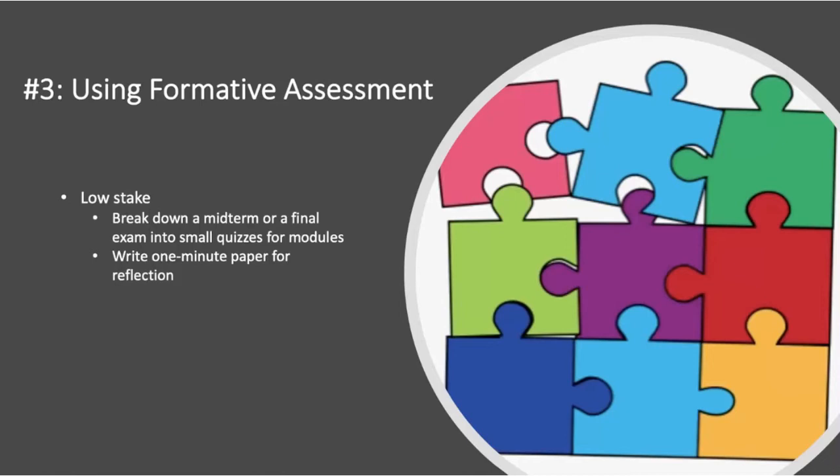For example, instead of giving a midterm or final exam, divide those exams for each module. Or ask students to write a 1-minute paper for reflection after each module. Use formative assessments to give students a variety of ways to show their learning and make every paper, project, and homework count for their final grade.